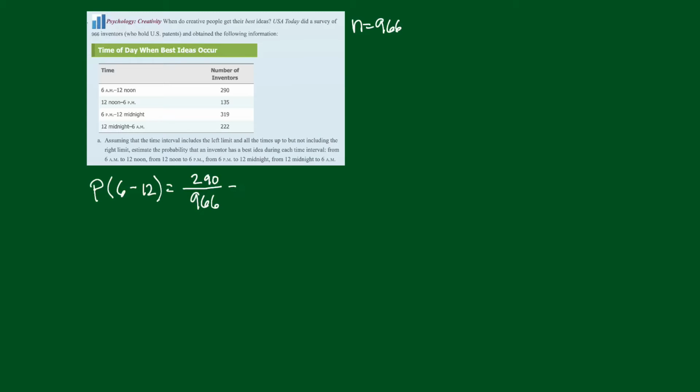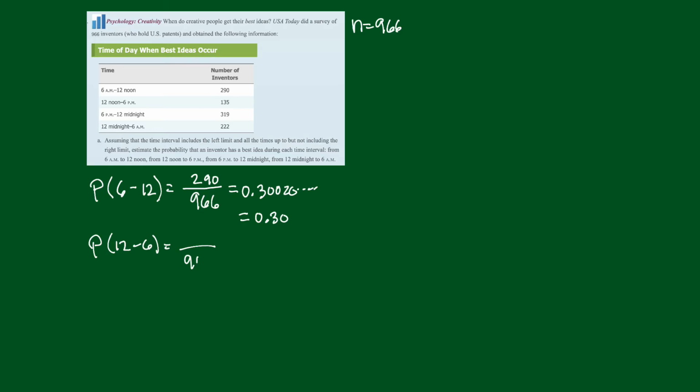Now, when I did that on my calculator, here's what I got. 0.30020... Okay, now we need to round off to someplace. It doesn't tell us where to round off, but I'm going to say that this is equal to 0.30, all right? Or there's a 30% chance that some inventor will have his or her best ideas somewhere between 6 and 12. What's the probability between 12 and 6?